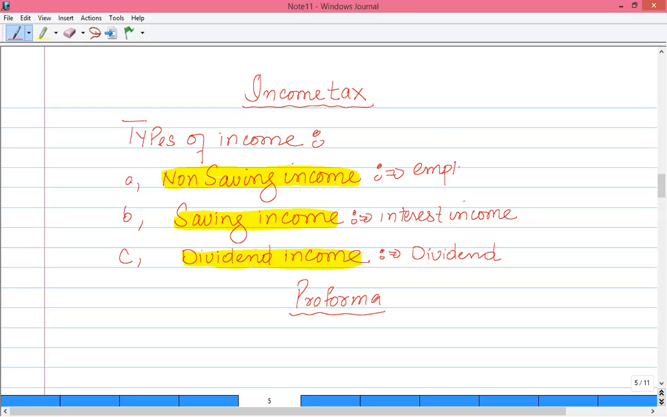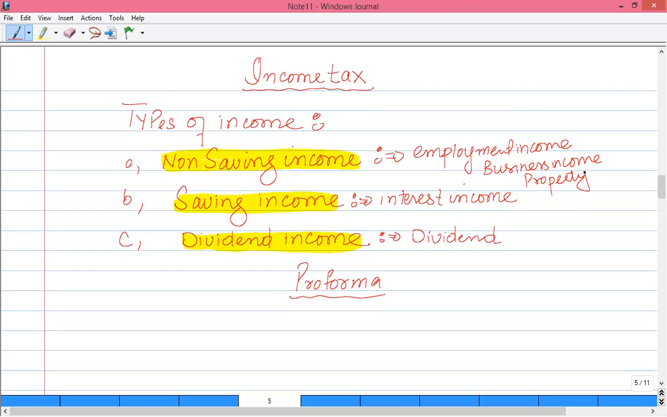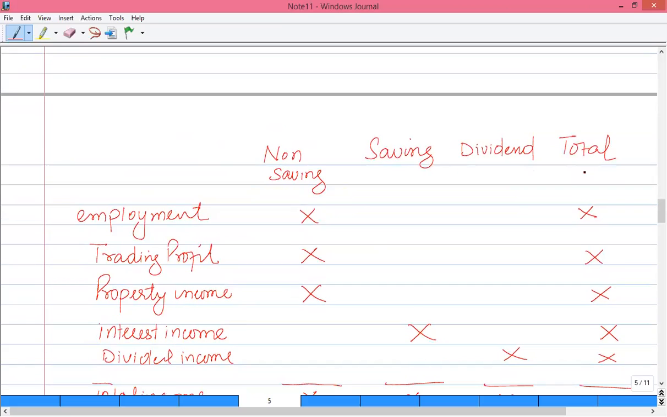So, such as employment income, if you are working somewhere; business income, if you are running your business as a sole trader or as a partnership; and property income, if you are in the business of renting your property. So after classification of income, in order to calculate income tax liability, we have to use a pro forma of income tax computation. So let's see that pro forma.